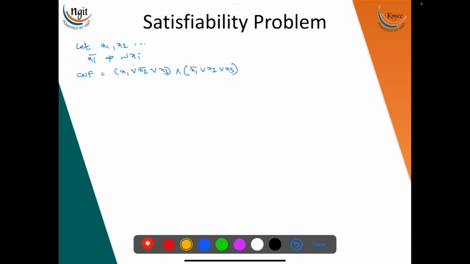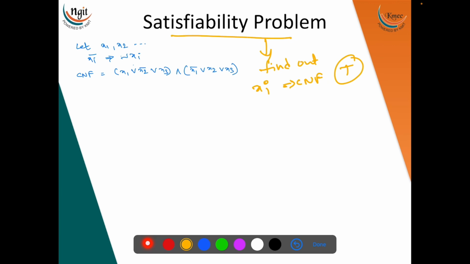Now, what is the satisfiability problem? It is to find out for what values of xi this CNF formula is true. So what are the possible values of xi? Suppose I have taken three variables, or literals, and these are Boolean values, so each can be 0 or 1. That means I have three variables x1, x2, x3, with values 0,0,0, then 0,0,1, then 0,1,0, and so on. How many possibilities will I get? 2 cubed, that means there are 8 possibilities. I should try all these 8 possibilities.